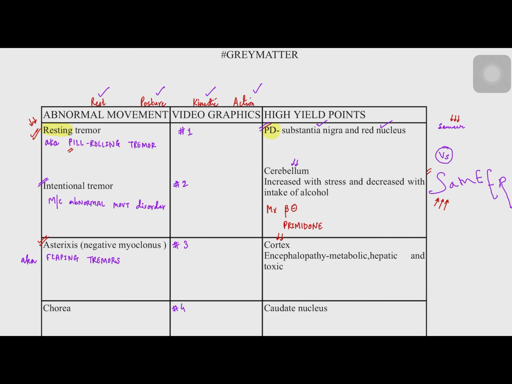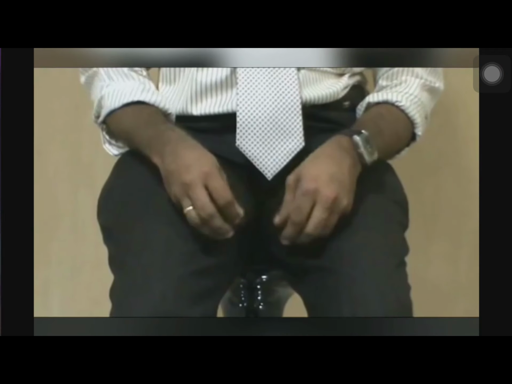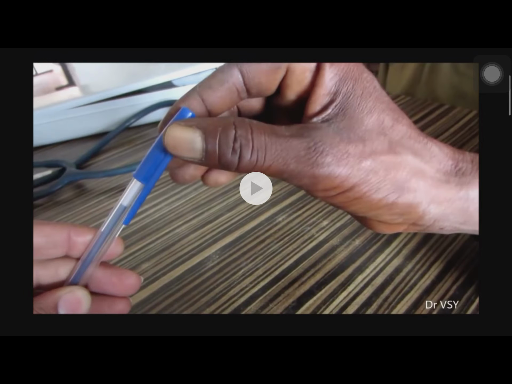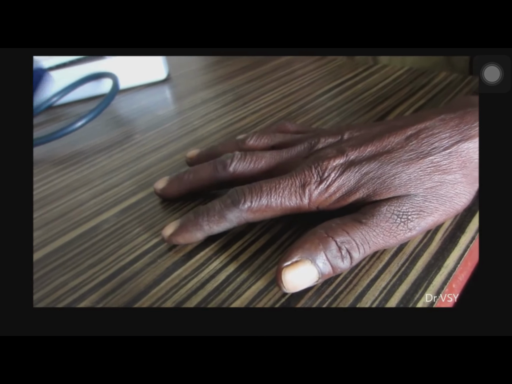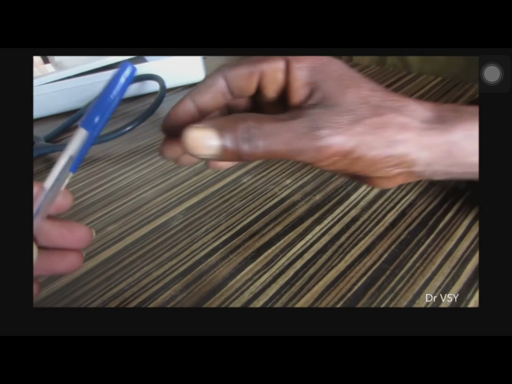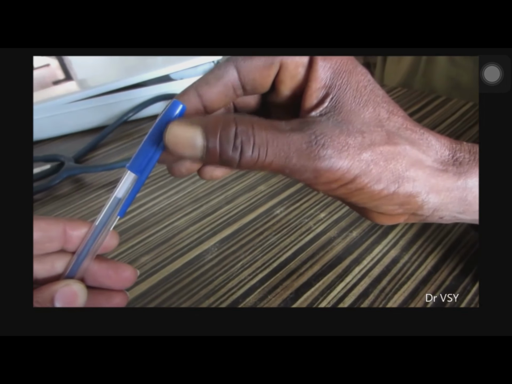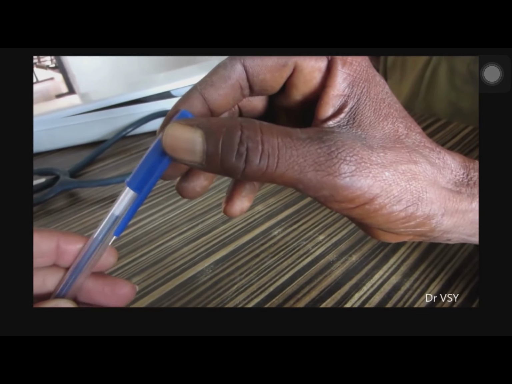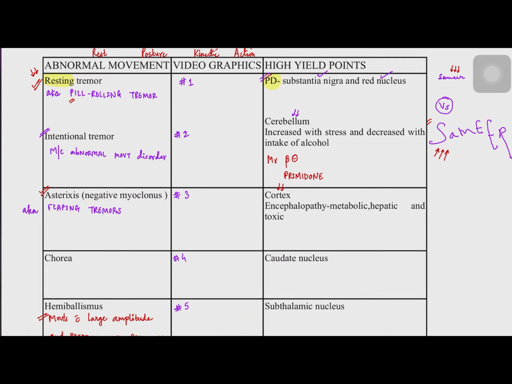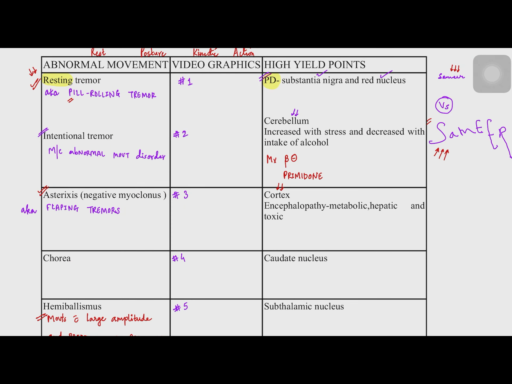Whereas the next tremor type is your intentional tremor, which is the most common abnormal movement disorder. We'll see the video graphics. We can see that at rest there is no tremor, but when the patient initiates an action, you see an intentional tremor. In intentional tremor, the lesion is in the cerebellum, and it is precipitated with stress and decreased with intake of alcohol. The primary treatment includes beta blockers and primidone.